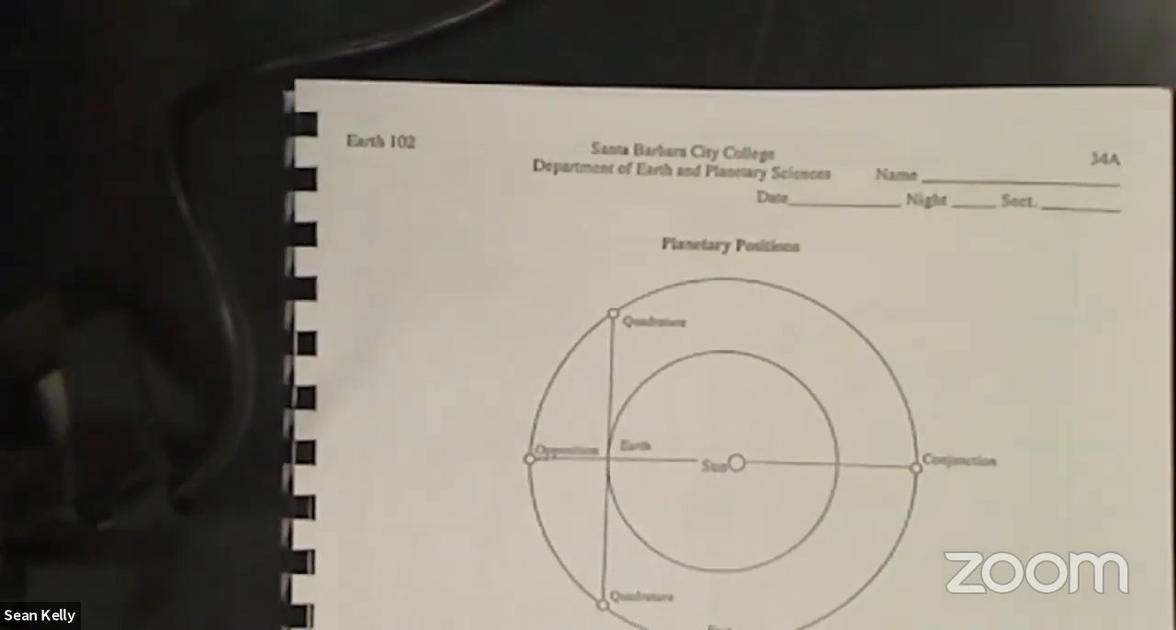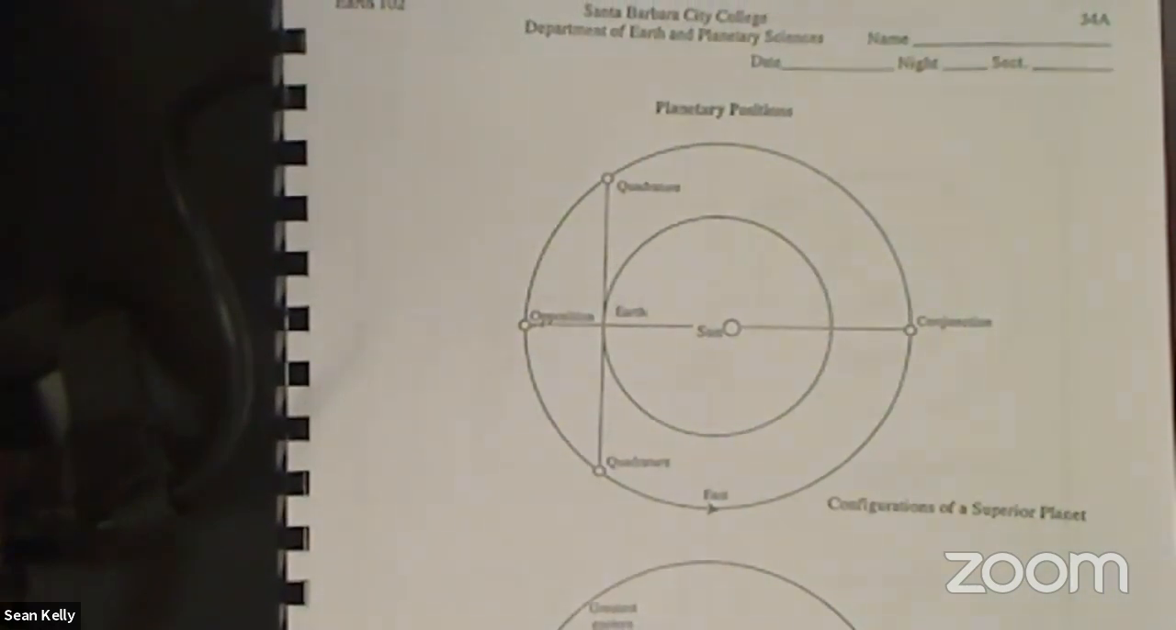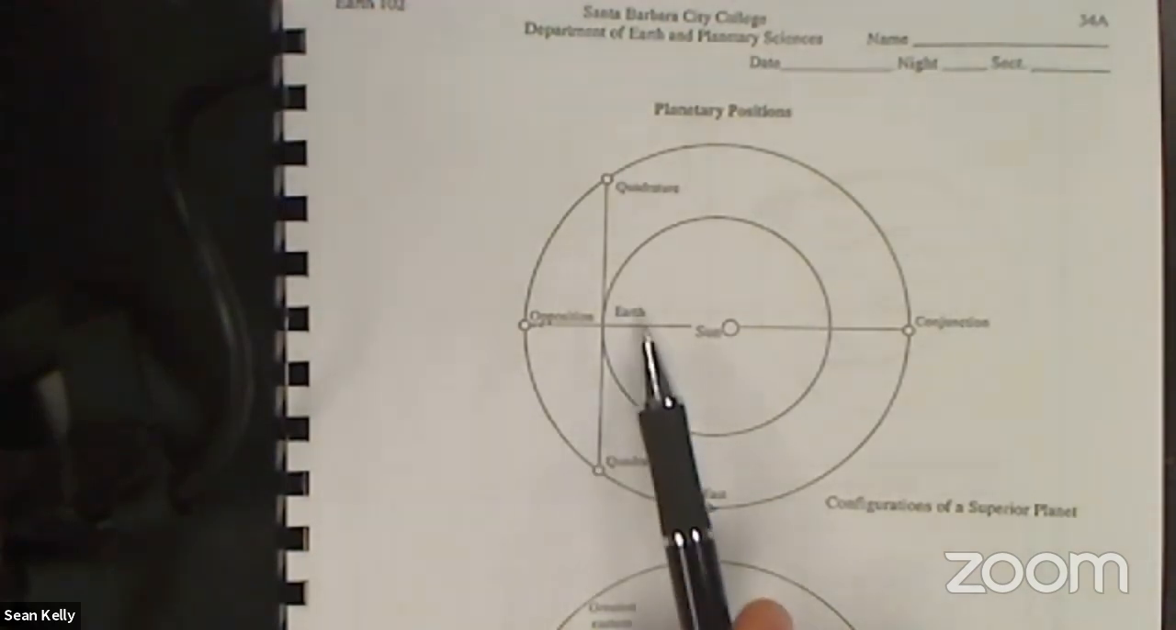Okay, let's talk about page 34A. Turn to page 34A for me, and then let's take a look. So we have the definition right here. Actually, I'm going to ask you to define it, but there are 2 different figures, one on the top and one on the bottom. And there are some words that you have to understand. Let's take a look at the top figure. It says configuration of a superior planet. So we are going to compare the planets, in this case, to Earth.